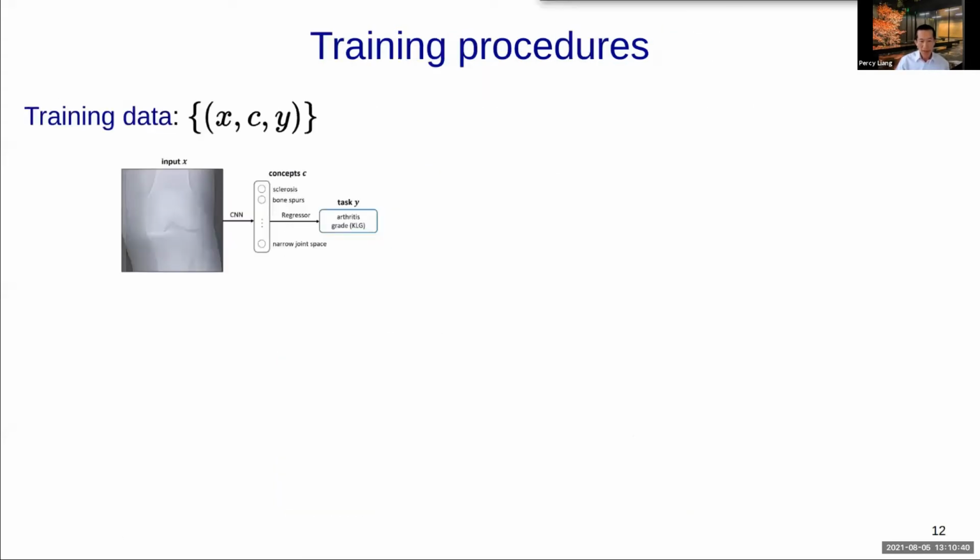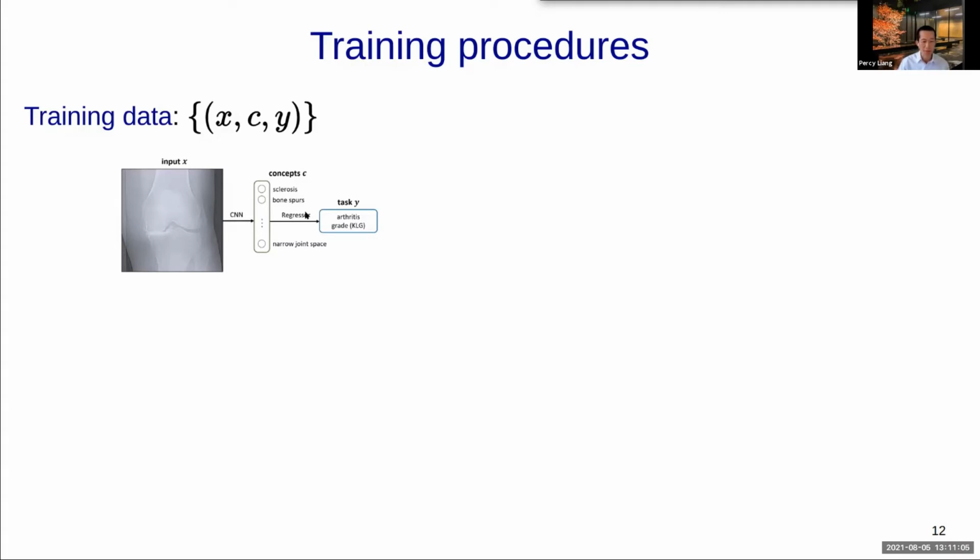So given this setup, it seems kind of straightforward. You have a set of inputs. We assume that each input example is labeled with the concepts, and then you also have the output label. And then you have to train. So now here is the subtlety, why this is not a simple question. There are many ways to train.